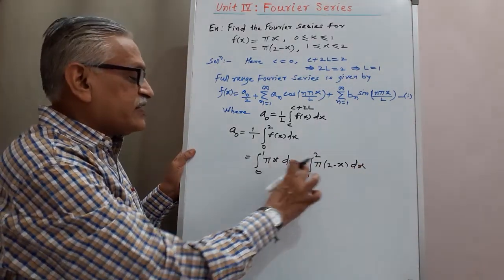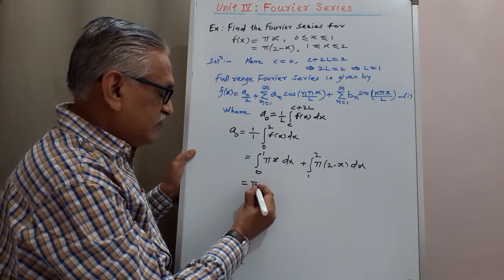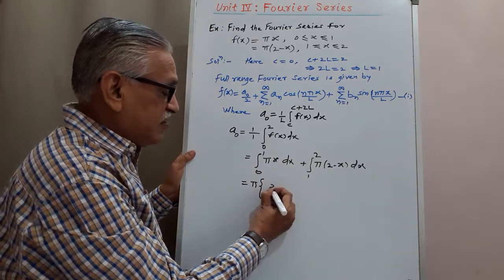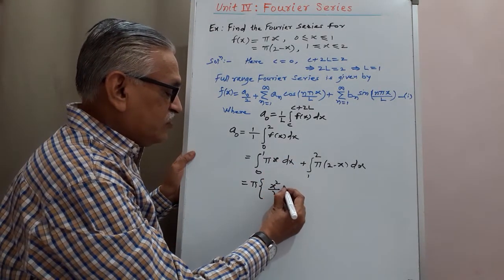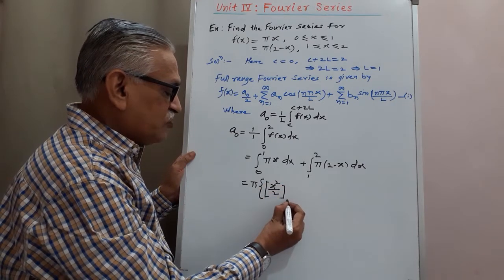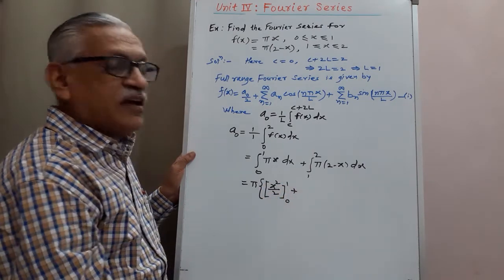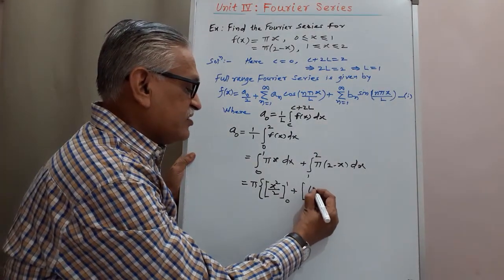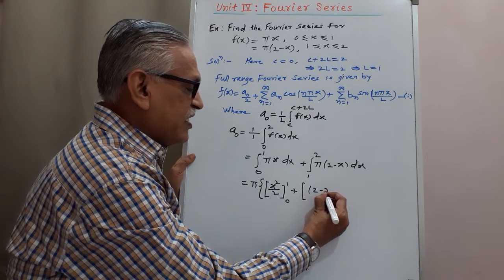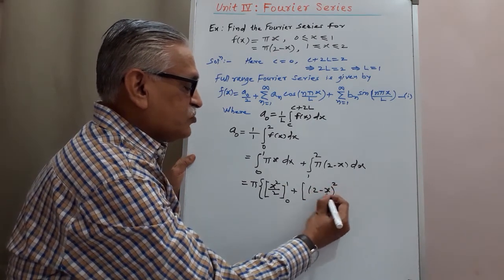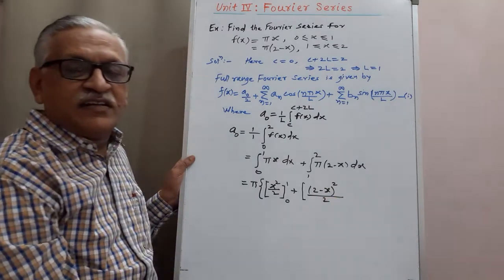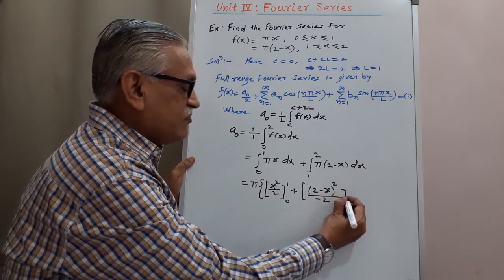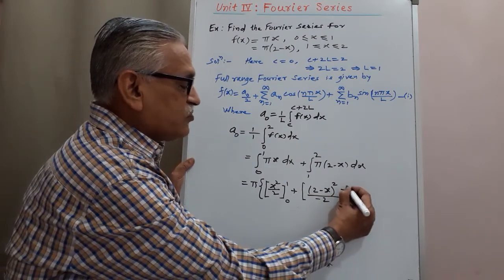From these two terms, I can take pi common. Integration of x with respect to x is x square by 2, limits from 0 to 1. Integration of 2 minus x is a standard result. If we apply, it is (2 minus x) raised to 2 divided by 2 and divided by a, the coefficient of x. Here it is minus 1, and therefore divided by minus 1. Limit from 1 to 2.